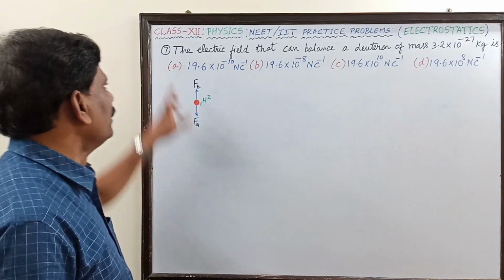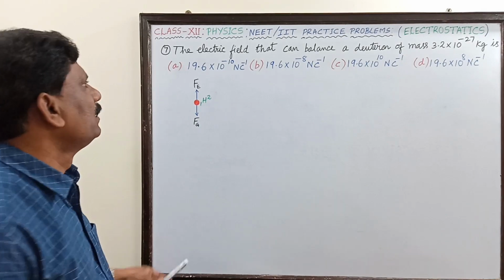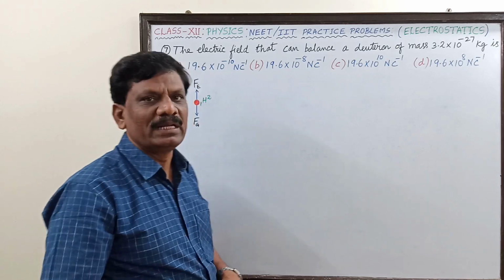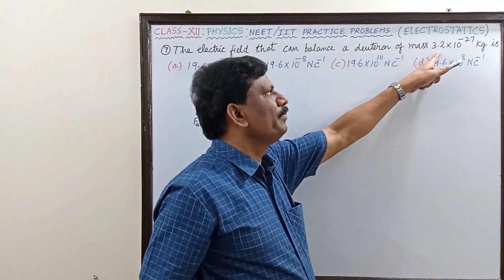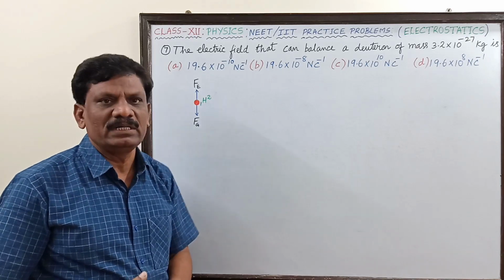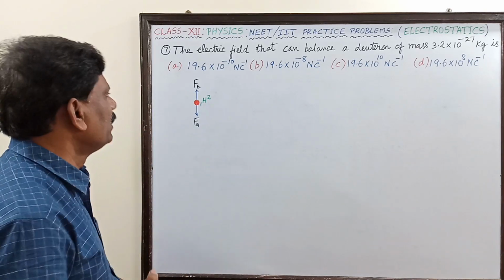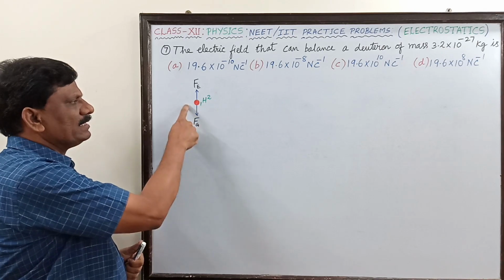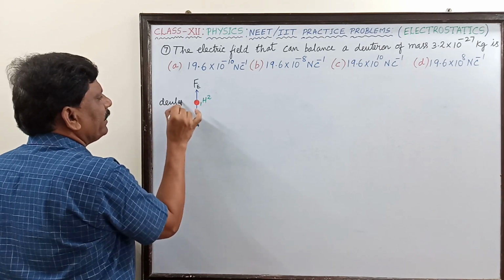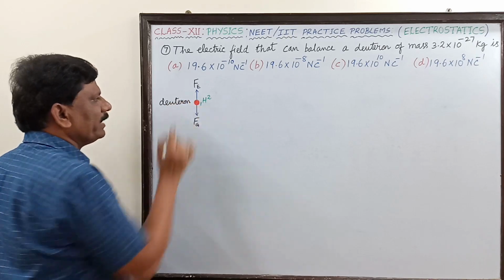Hi students, MCQ number 7. The electric field that can balance a deuteron of mass 3.2 × 10^-27 kg has to be found. So, very simple question. You assume this is a deuteron. So heavy hydrogen only is called a deuteron.